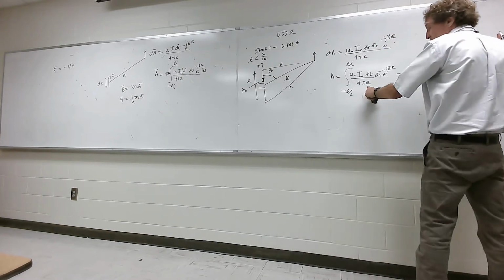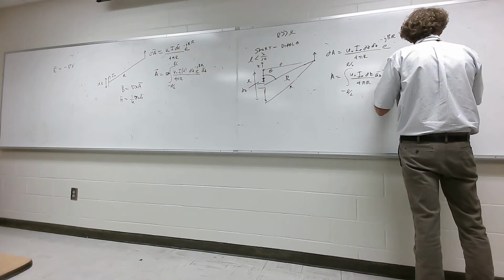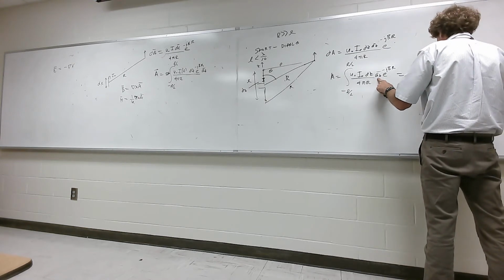The r is effectively a constant. There's no real significant change. You can just write e to the minus j beta r here. And then for A, it's just in the AZ direction.